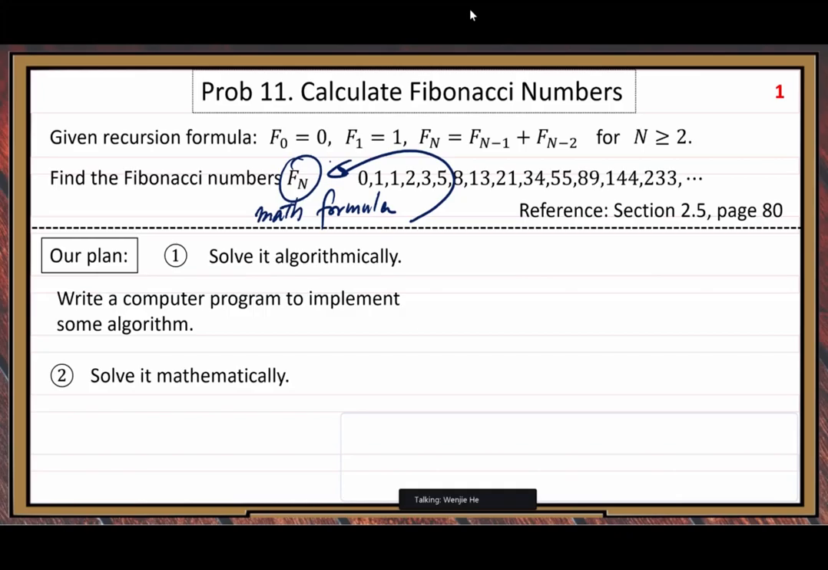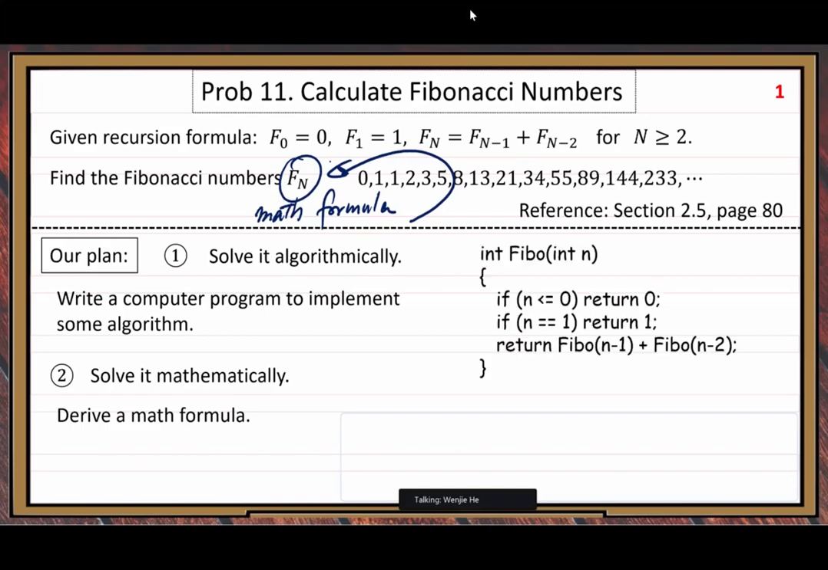So you do not need a computer algorithm to solve it. Two different approaches. But you need to know how to derive a math formula. The equation looks so simple, so there is a good chance to derive a math formula. For the algorithm way, the recurrence relation is given.